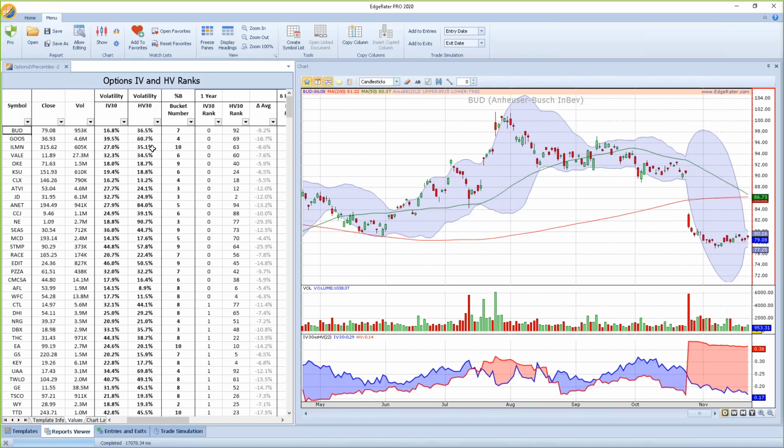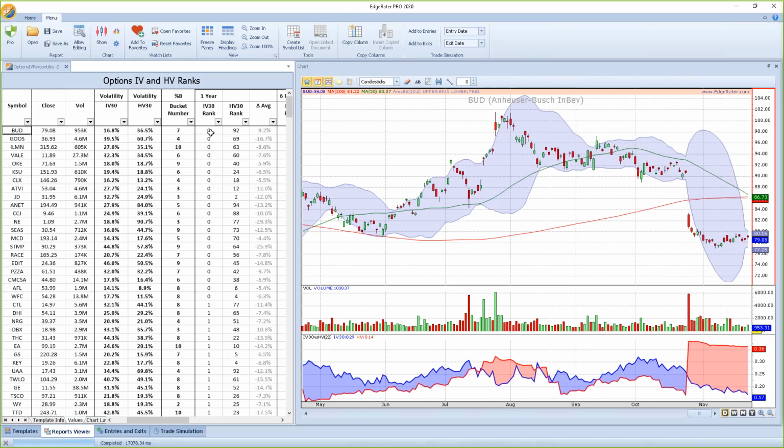And the way that the report is organized is by the rank of implied volatility. The actual absolute implied volatility varies greatly from stock to stock. You may have a stock that naturally has a lower implied volatility than another stock. For instance, Microsoft is going to have a lower implied volatility naturally than Netflix. And so you'll see that.